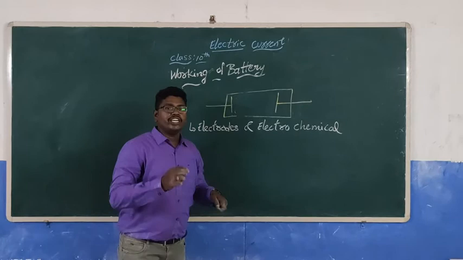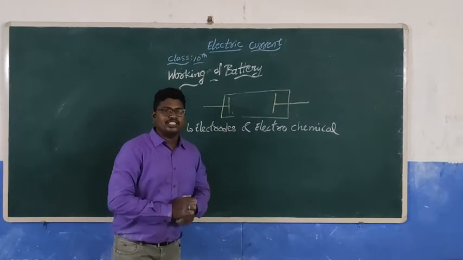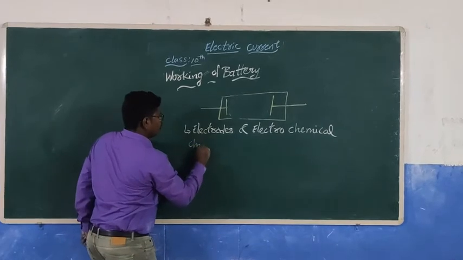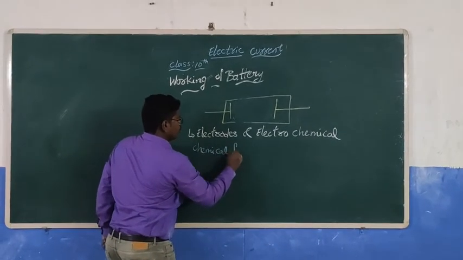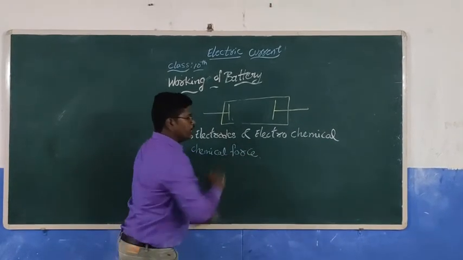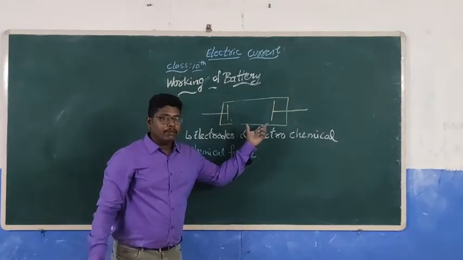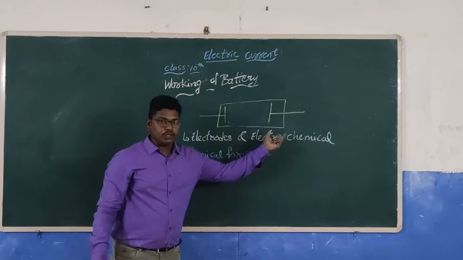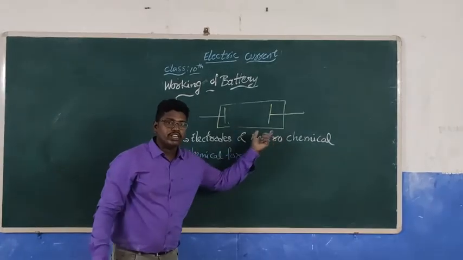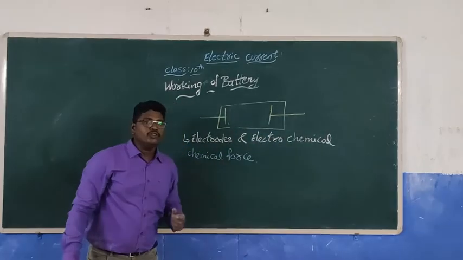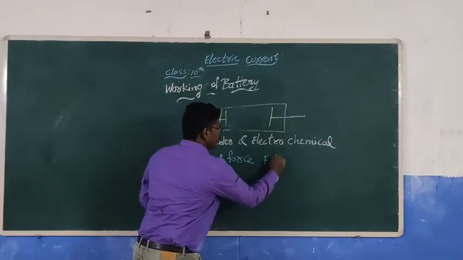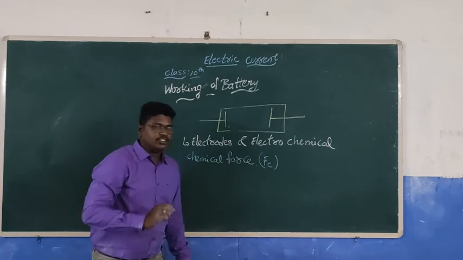So due to that, one of the forces is exerted. That force is a chemical force. What do we call that force? Chemical force. It means in this battery, in the presence of electrochemical, the ions will get motion. So whenever the ions are in motion, one force is developed. The force we can call a chemical force. The chemical force is denoted as F suffix C.